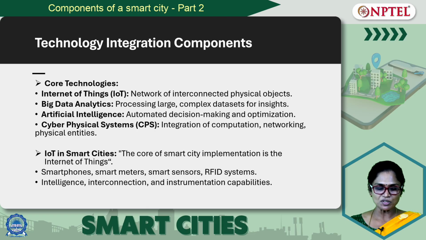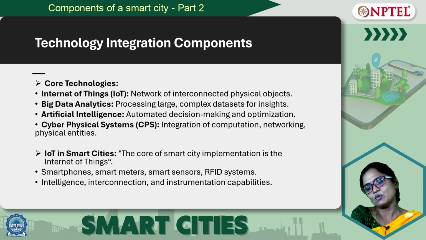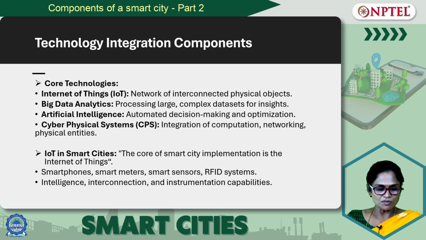We know how decisions, automation, data-driven decision making and optimization are happening using a lot of AI models in every area. Cyber-physical systems integrate computational networking with the physical world, like you create a digital twin and then work on that, etc. IoT in smart cities specifically involves smartphones, smart meters, smart sensors, RFID systems, etc. And it requires basically three capabilities.